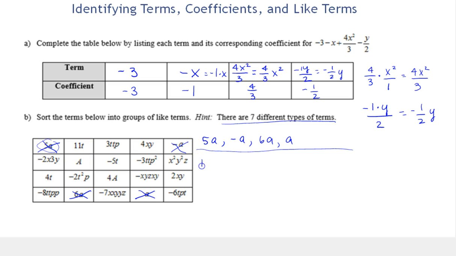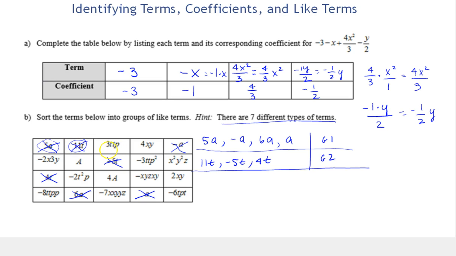The coefficient is 11, so we have 11t. Now I'm going to go through and look for anything that just has a single variable of t. That has multiple t's and p's, so that doesn't work. Scrolling along, negative 5t. So these are like terms. Too many t's. Then we have 4t. I'll cross that out. Too many t's. None of those have t's, and it looks like I found them all. We'll call this G1 for group 1. Here's group 2.